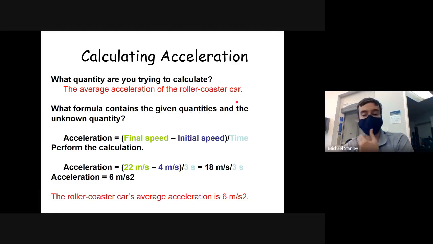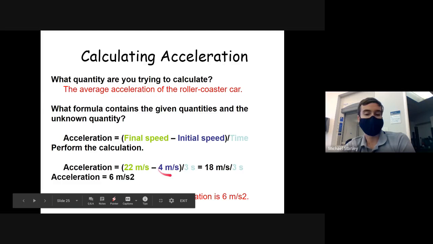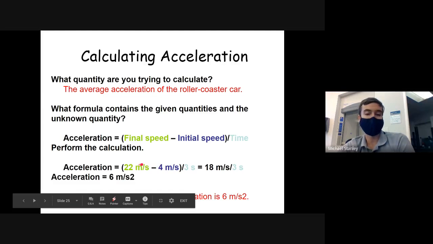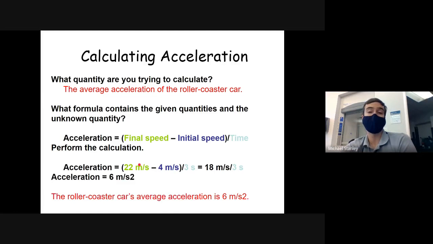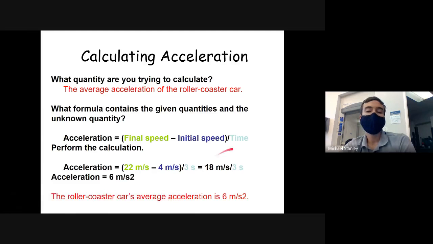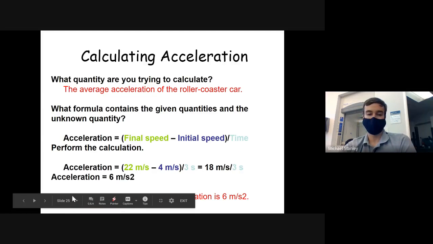So we want to know acceleration. We have to do final speed of 22 minus the initial speed of 4, divided by 3. If you remember back to your algebra days when you're doing the order of operations, you always do the parentheses part first. So when you're doing acceleration, you always want to calculate the change in speed first. So you do 22 minus 4, which as it turns out is 18, divided by 3. And 18 divided by 3 is 6.